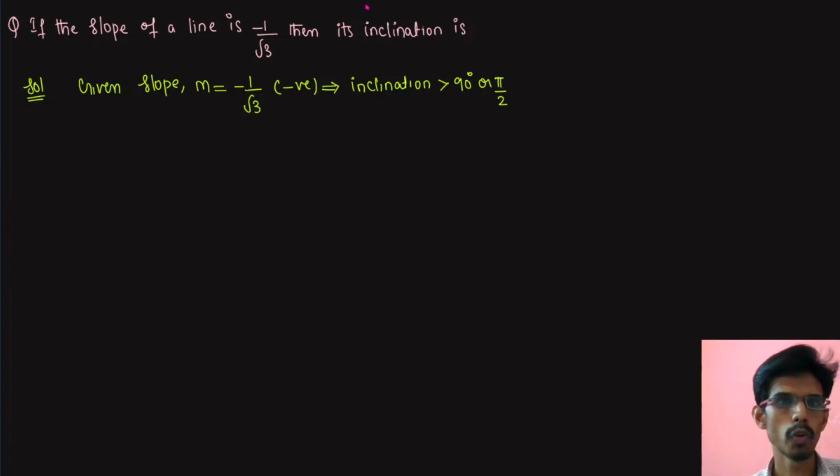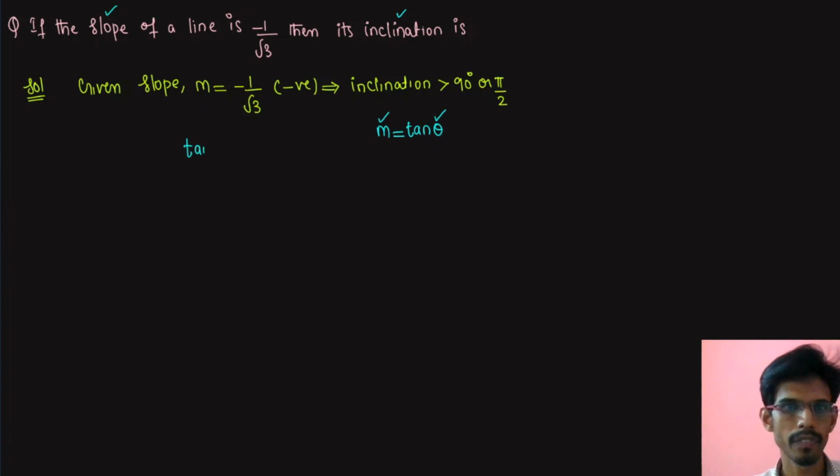Now we have m equal to minus 1 by root 3. We also know that m is equal to tan theta. This is the formula which relates slope as well as inclination. So this is the formula that relates inclination theta with slope m. So tan theta is equal to minus 1 by root 3.